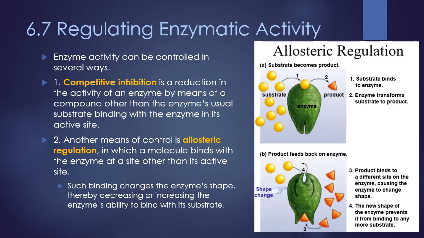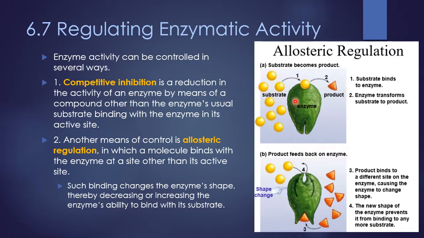Now, one important thing with an enzyme is that your body is able to control the enzyme activity. That means substances aren't constantly just going into that enzyme and being released when that reaction is not needed. There are two different ways in which your body can control those enzymes and help them to not just be running nonstop when they're not needed, but allow them to run when they are needed. One way is through competitive inhibition, and that's a reduction in the activity of an enzyme by means of a compound other than the enzyme's usual substrate binding with the enzyme in its active site.